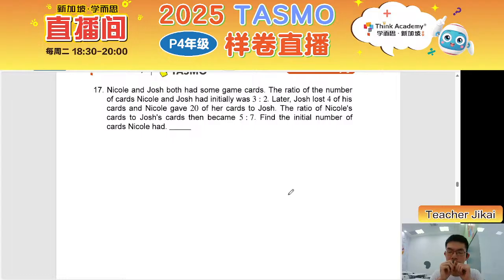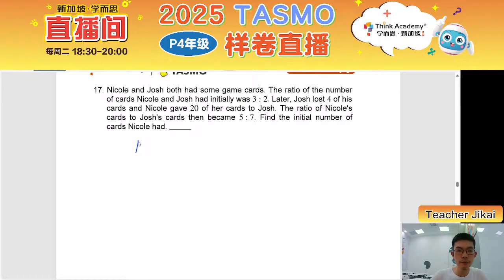Yeah, now, another ratio problem. Nico and Josh have same cars. Yeah, so for this kind of ratio problem, the first question, what is a constant here? Is a total constant? No, Josh lost 4 of the cars. Is Nico and Josh, each one of them having the constant number of cars? No. Is the difference being the same here? No. So nothing is constant. So we should do what? We use algebra to solve it.